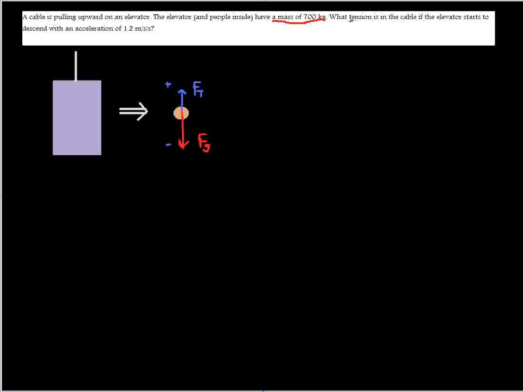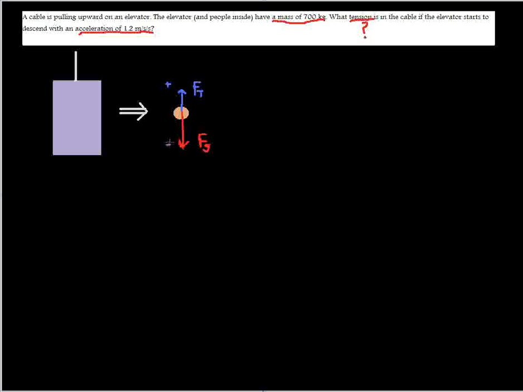What tension is in the cable if the elevator starts to descend with an acceleration of 1.2 meters per second squared? So I drew my elevator and my rope, not really all that interesting. What I'm doing here is making a free body diagram showing the forces acting on the elevator. I've got tension from the rope upwards, and force of gravity downwards.